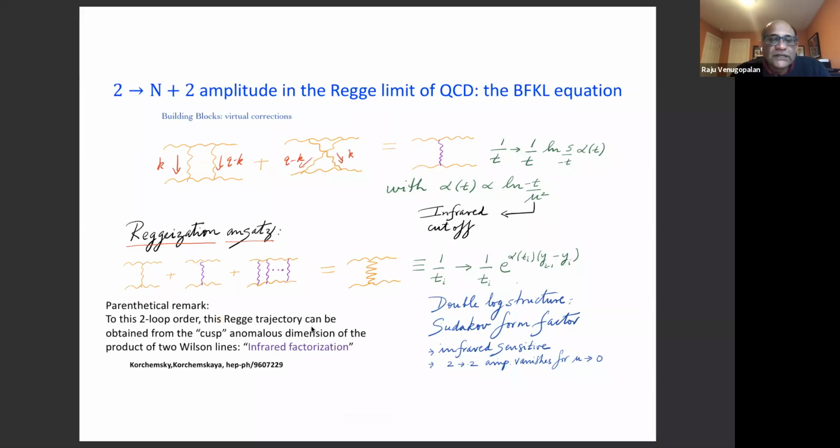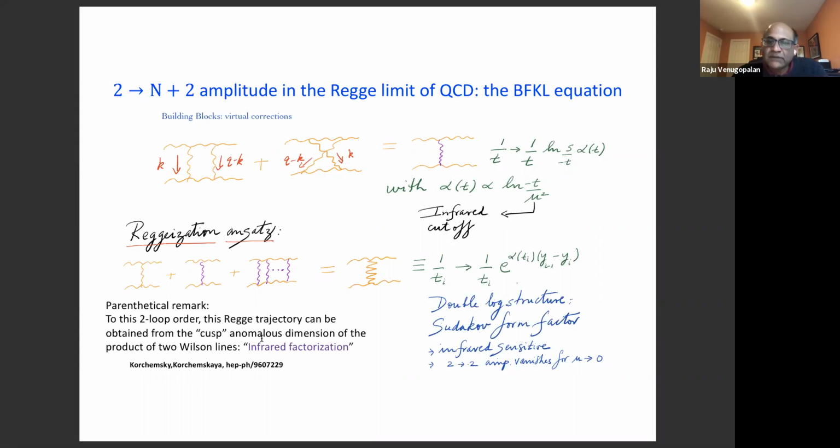So a parenthetical remark, which is not so parenthetical to a lot of people, is that to this 2-loop order, this Regge trajectory can be obtained from what's sometimes called a cusp anomalous dimension. So you can reformulate this problem in terms of the anomalous dimensions of the product of vacuum Wilson loops. And this idea actually goes back all the way to Polyakov, who had a 1979 paper on gauge fields and strings. Basically you can think of this Wilson line as a kind of loop, and then you have a little pinch on top that's a cusp. That's the anomalous dimension, and in the high energy limit it is nothing but this object here that one can compute. So this Regge trajectory, to summarize, can be obtained from the cusp anomalous dimension.